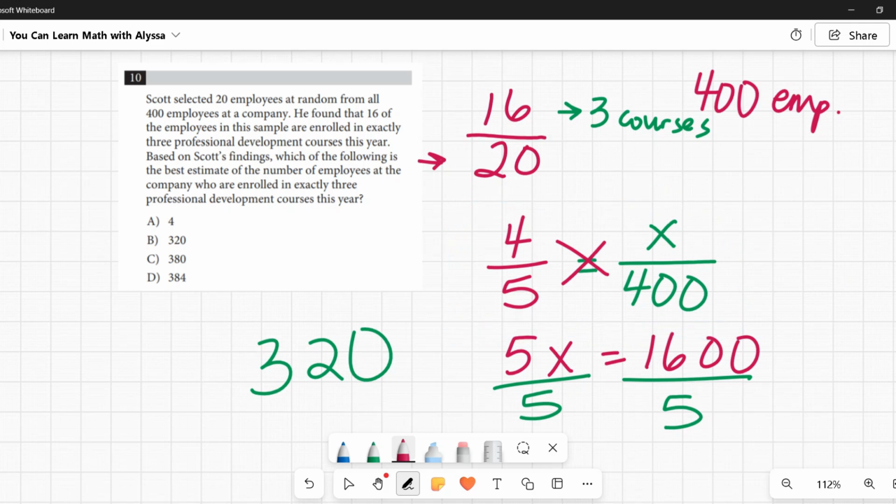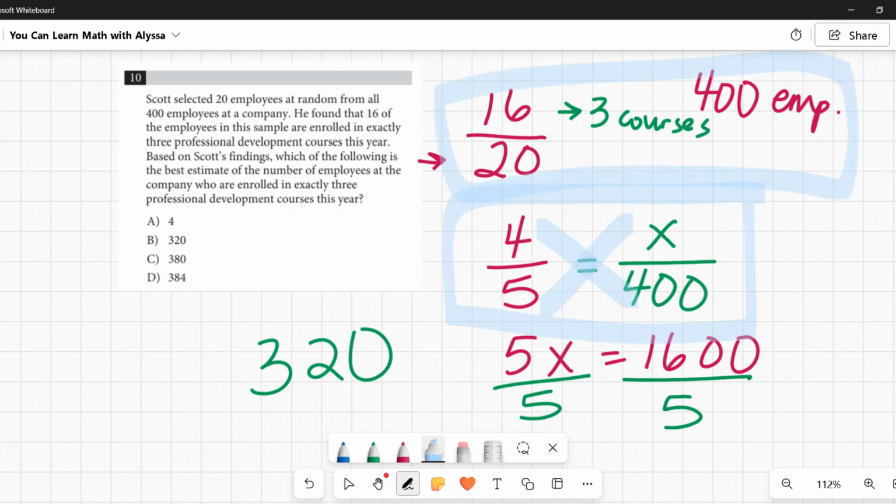So I would say the skills here that are absolutely necessary for the SAT would be the skill of creating a proportion and being able to cross multiply and solve, and also the skill of recognizing how a sample can predict the whole. And that will get you to your answer of 320, B.